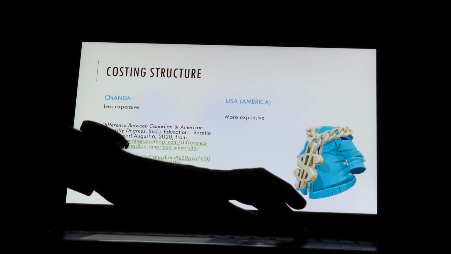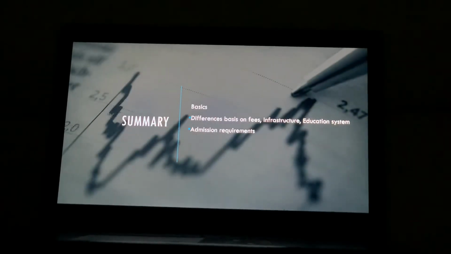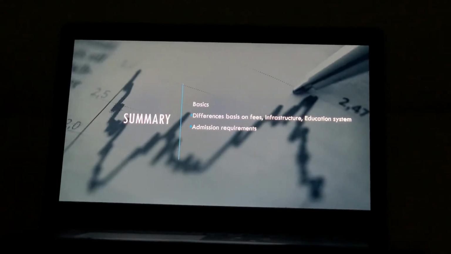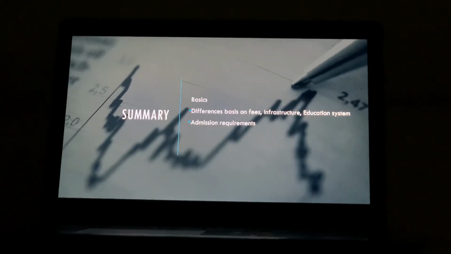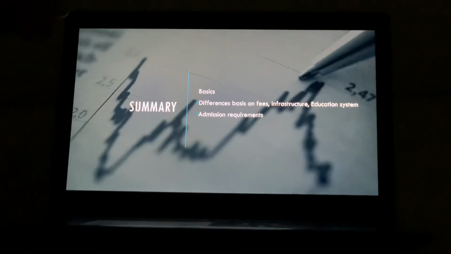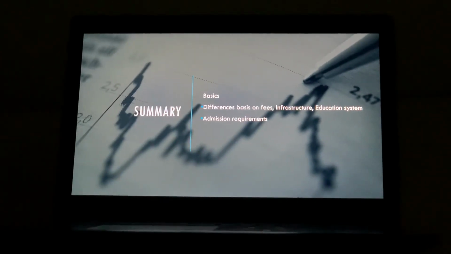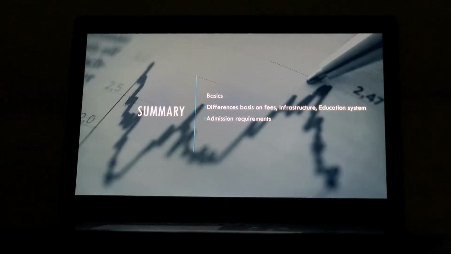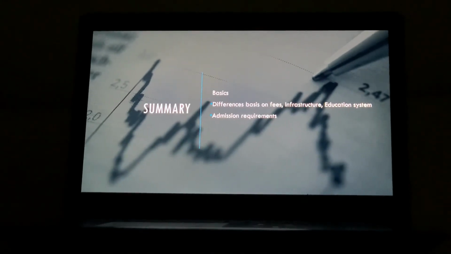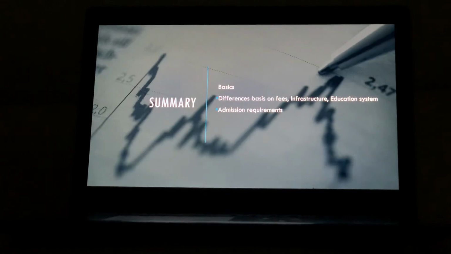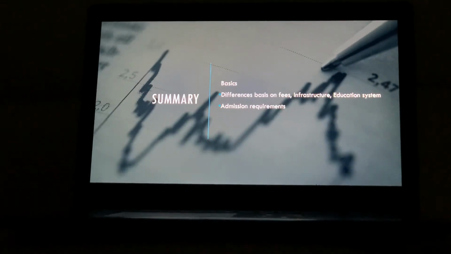So last, I want to conclude with the summary that we have learned the basics: what is education, how the education system works, and what the difference is. And the difference we can see on the basis of fees, their infrastructure, their structure, knowledge, how they deliver the knowledge. And the last, the admission requirements, how they work, everything.